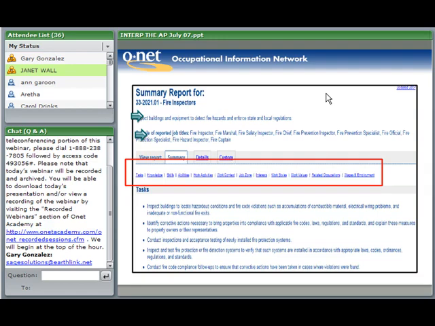But the most important thing would be to see the variety of information that's available on the summary report, to include tasks, knowledge, skills, abilities, work activities, work context, job zone, interests, work styles, work values, related occupations, and wages and employment. So we can see from here the tasks for fire inspectors are listed. And this is just a partial listing on the screenshot. There are more tasks involved.